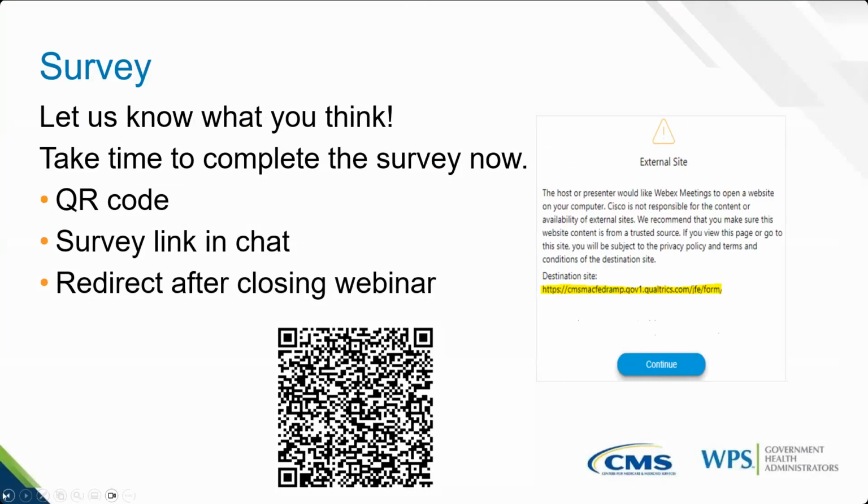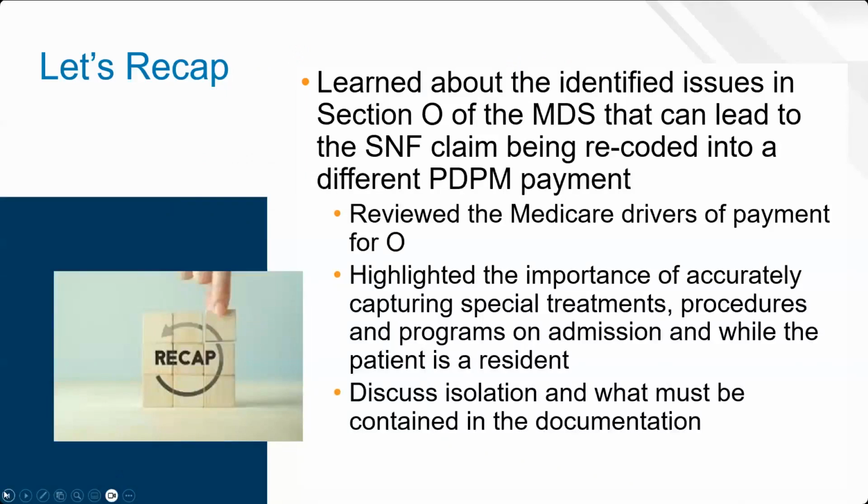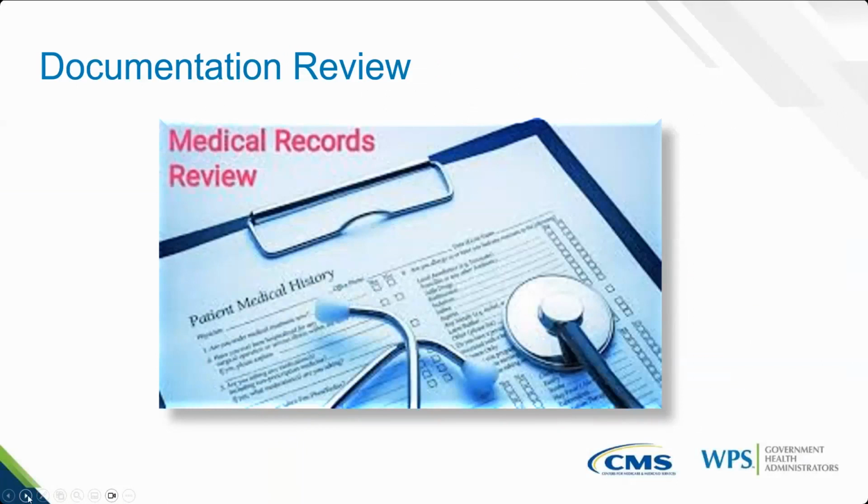It can be that if we can't find something in the documentation, we may have to remove it from your MDS, and that may affect your reimbursement rate and may cause your claim to be down-coded or coded at a lesser level. But if we do find information and it is supported and we can capture it for you, we will do that, and you do have the potential to actually get more money from us.